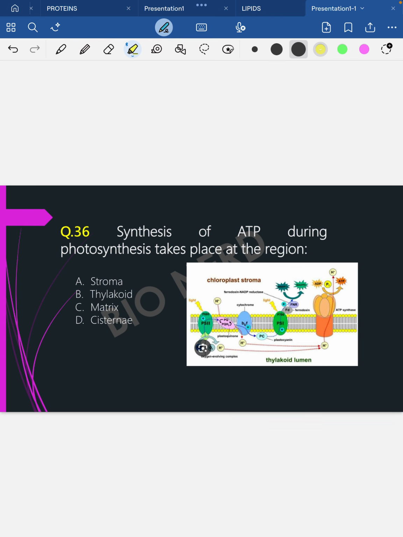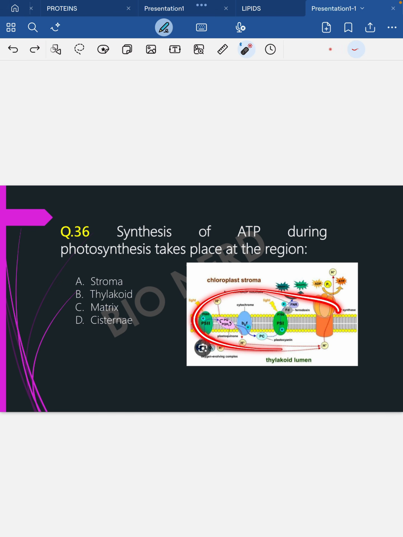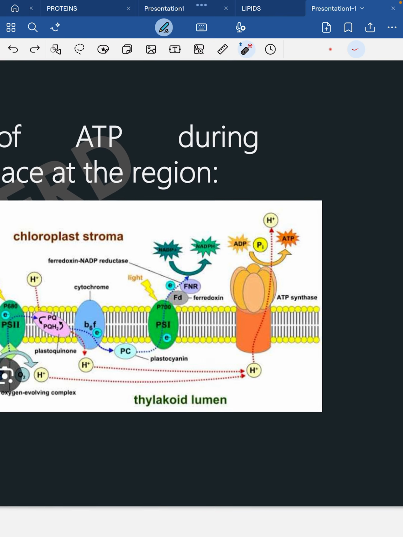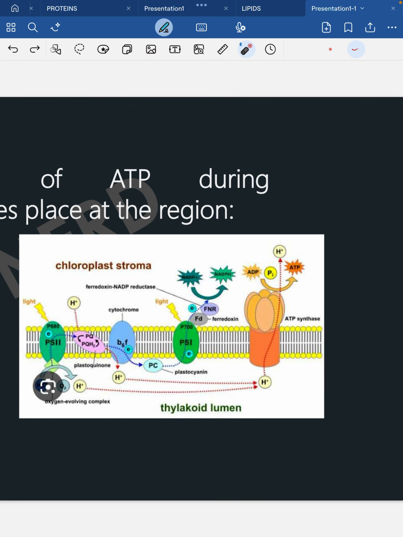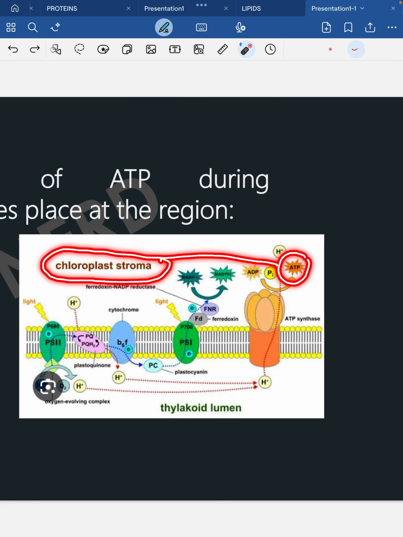So a little bit tricky. You know very well the synthesis of ATP during the light reaction takes place on the thylakoid membrane because all the proteins are present on the thylakoid membrane, especially the enzyme which is directly involved in the ATP synthesis, that is known as ATP synthase. If we see here, this portion of ATP synthase is involved in converting a molecule of ADP into ATP. So this ATP is formed in which region? You can see here, stroma of chloroplast. So stroma will be the right option here.